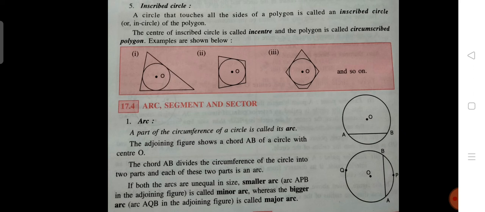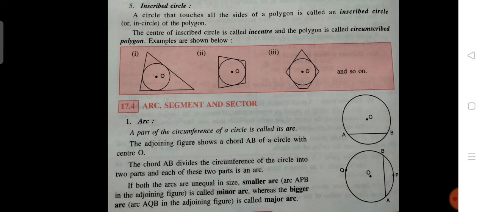And if the arcs are of unequal sizes, look at that figure. The upper part is larger than the lower part, so the size is not equal. Then the smaller arc is called the minor arc, that is the part below. The portion below AB is the minor arc and the bigger part is the major arc.